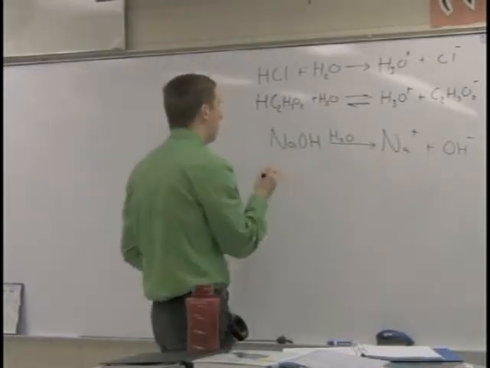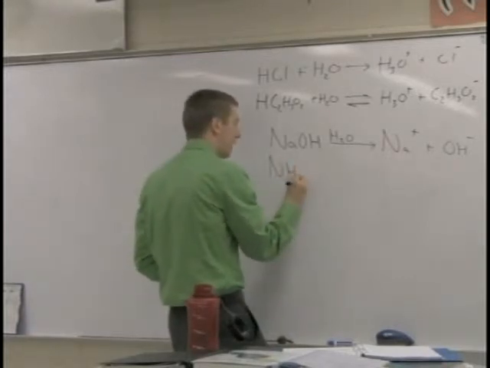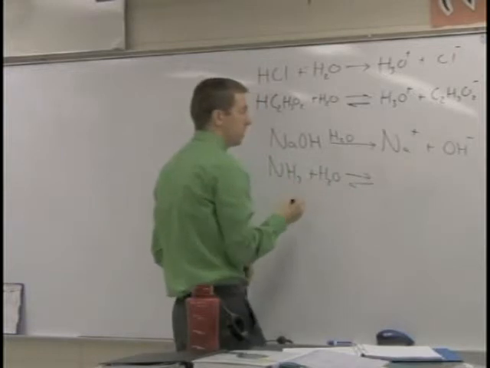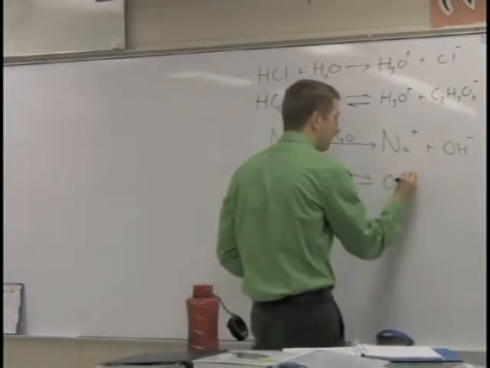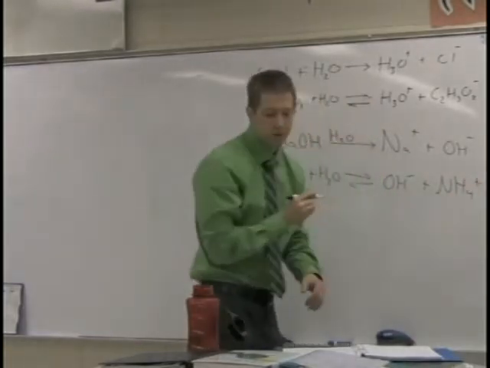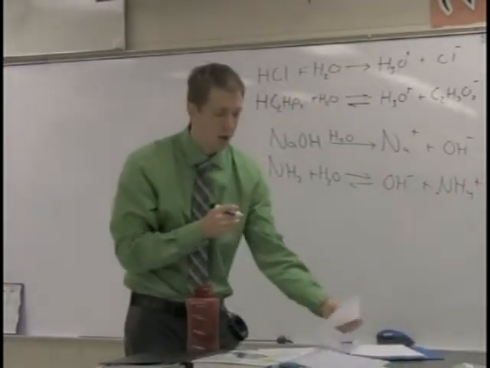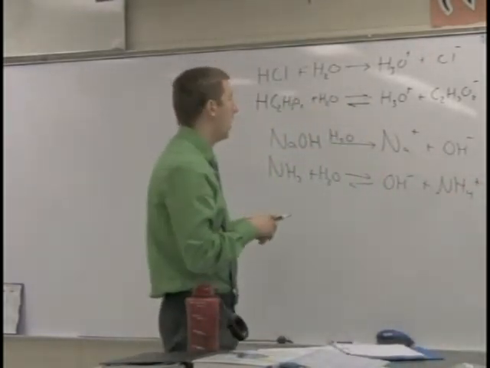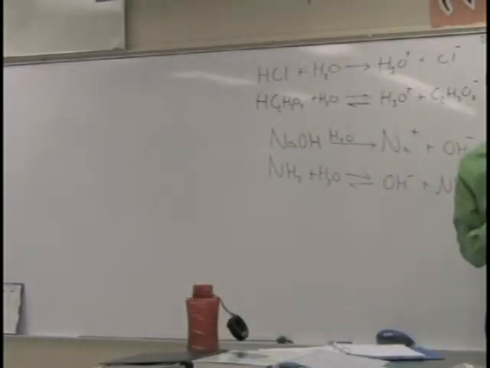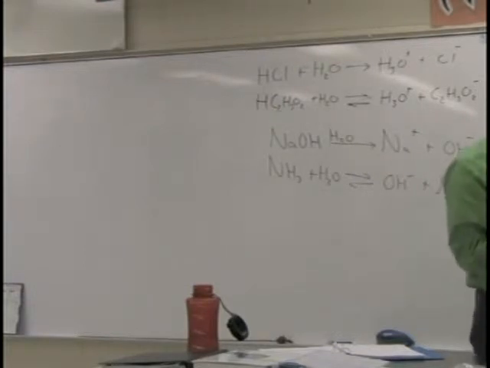As opposed to ammonia, the last example, NH3 plus H2O only partially dissociates to make, once again, the hydroxide polyatomic ion. And in this case, the ammonium polyatomic ion. You'll actually oftentimes see ammonium hydroxide, which again is NH4OH. You'll see that oftentimes to represent the same thing as ammonia dissolved in water.